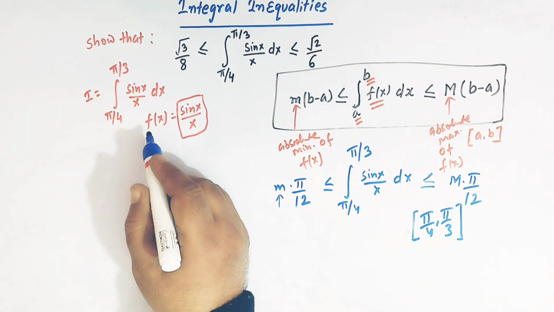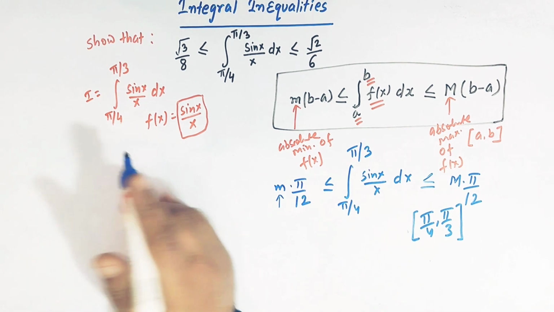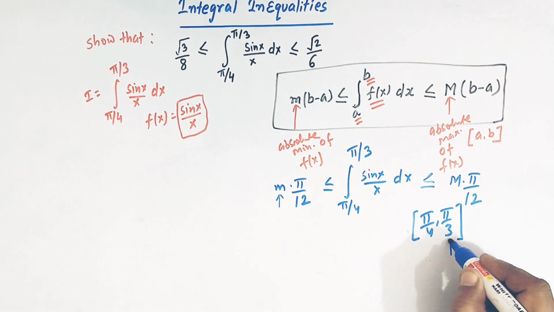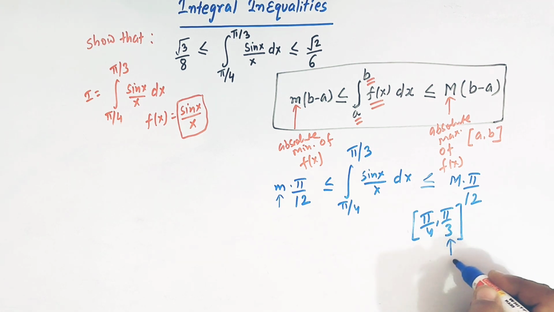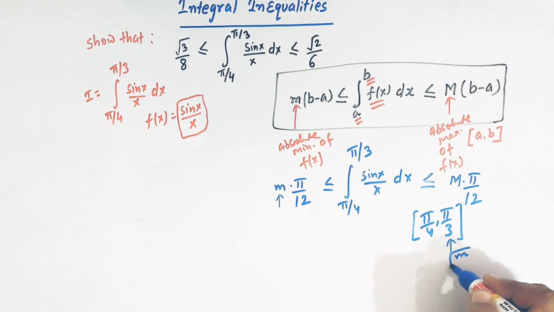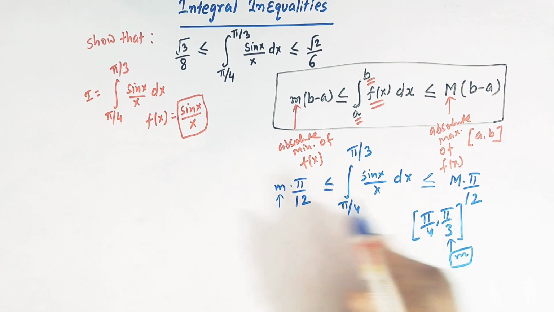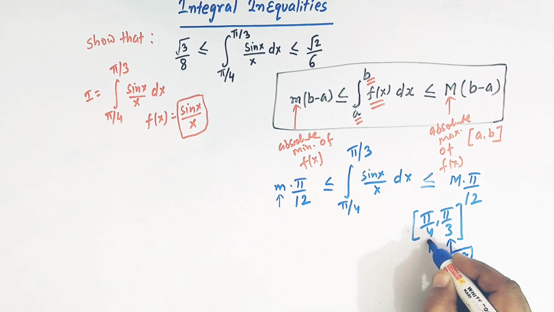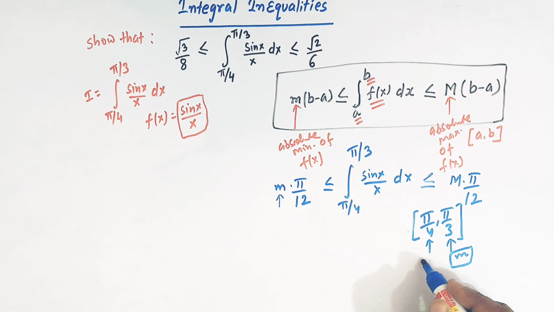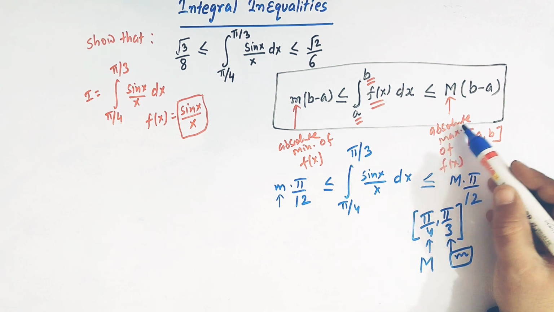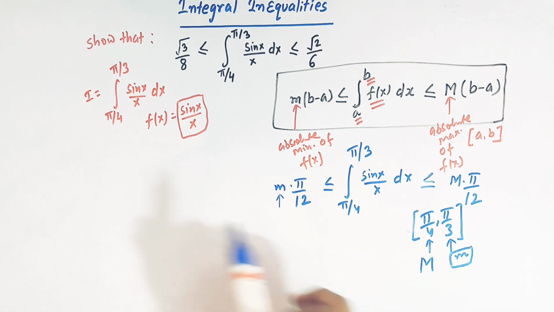So viewers, f of x is a decreasing function. So the value of m can be obtained at this value of x. For x equal to pi by 3, we'll get the absolute minimum because f of x is a decreasing function. And for x equal to pi by 4, we'll get the maximum, or the absolute maximum value, of this function f of x.